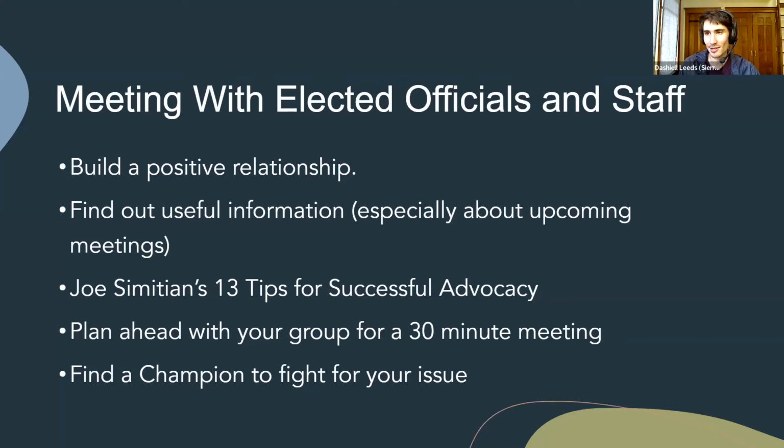And usually meetings with elected officials last about 30 minutes. So they're very short. You're going to have to plan ahead, send them an agenda of what you want to talk about ahead of time, because it can be very easy to get sidetracked, and then all of a sudden you're only on agenda item 2 of your agenda and there are 4 minutes left in the meeting. And lastly, and critically important here, you're going to want to find a champion to fight for your issue within government. That goes a long way.